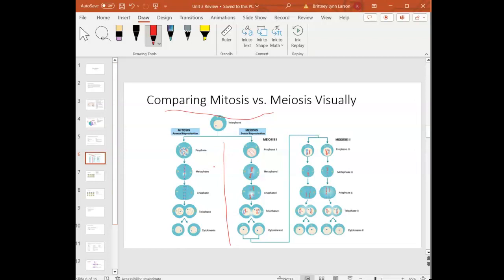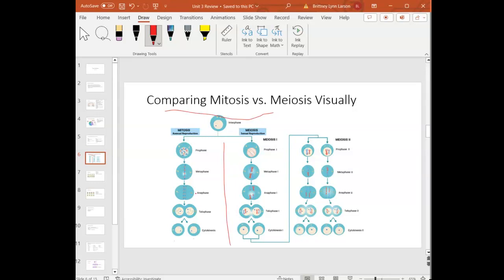So one of the biggest things is, again, I would see PMAT once with an end product of 2 identical daughter cells. If I see PMAT twice, I am definitely looking at meiosis. If I see during metaphase a single line of chromatids, those duplicated chromosomes, I'm in mitosis. If I see homologous pairs lined up independently with crossing over, I'm absolutely in meiosis.